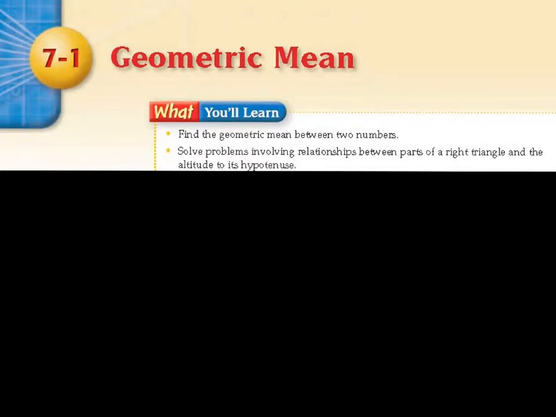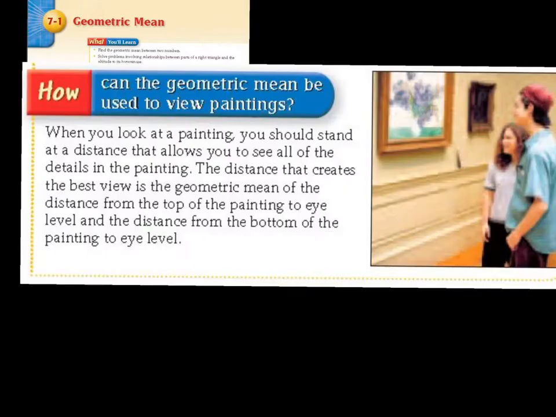In Lesson 7.1, we're studying geometric mean. You'll find the geometric mean between two numbers and solve problems involving relationships between parts of a right triangle and the altitude to its hypotenuse. How can geometric mean be used to view paintings?